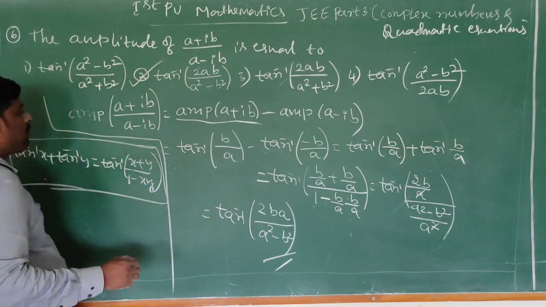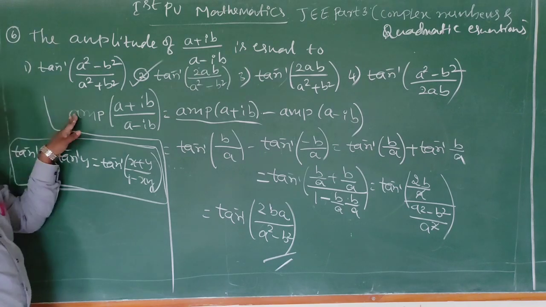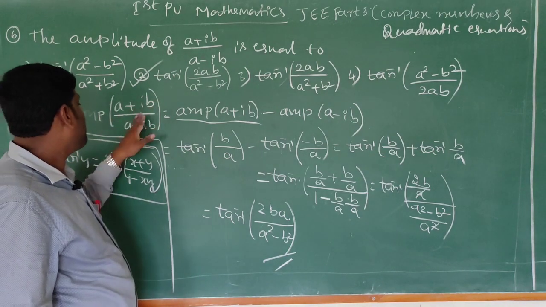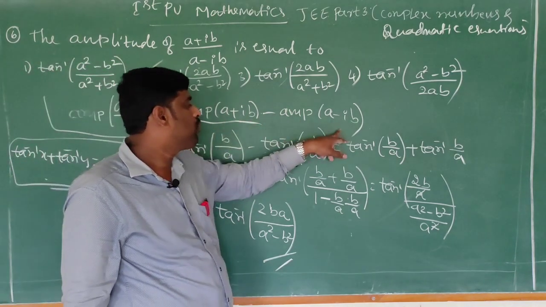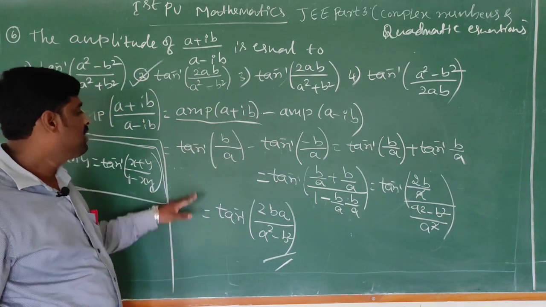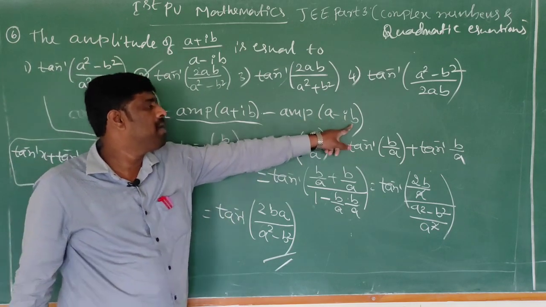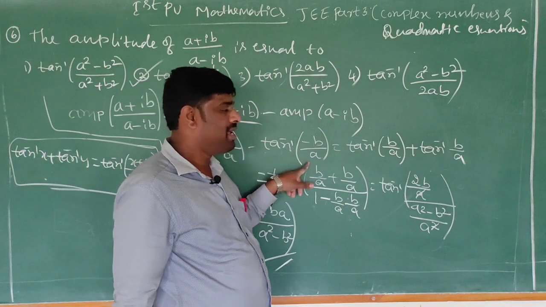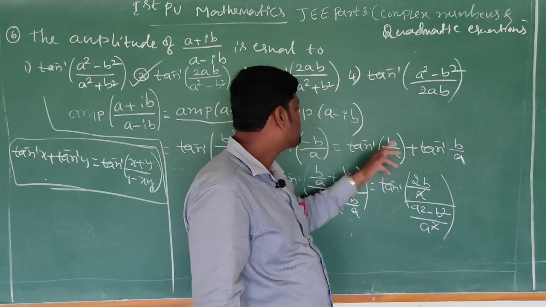Amplitude of, we have one property: amplitude of a plus ib divided by a minus ib can be written as amplitude of a plus ib minus amplitude of a minus ib. Now the amplitude of a plus ib formula is tan inverse b by a, minus tan inverse of, here the b value is minus b, minus b by a. Tan inverse b by a, and again tan inverse of minus b by a can be written as plus tan inverse b by a.